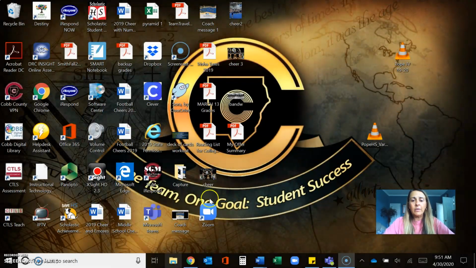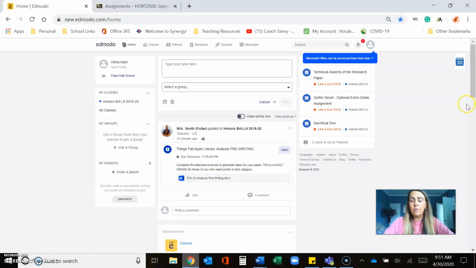Today's assignment is a pre-writing assignment for the literary analysis paper that we're going to be tackling. We'll do the pre-writing today, and then we'll work with the rest of it next week. Next week's assignments are going to completely revolve around this little literary analysis paper. So let's take a look at the assignment that I've already posted on Edmodo.